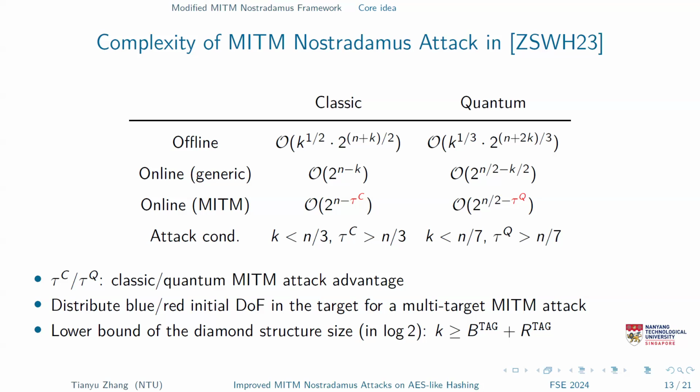What they do is distribute some blue and red cells inside the target to provide additional degrees of freedom, and also use these bytes to match the free bits inside the diamond leaves. As we recall, there are n-k fixed bits and k free bits.